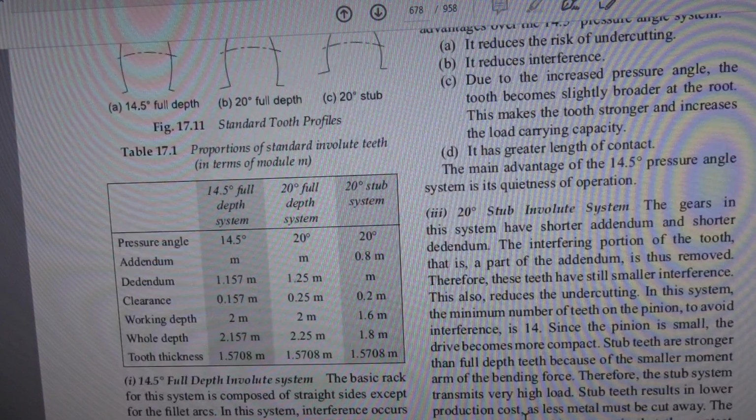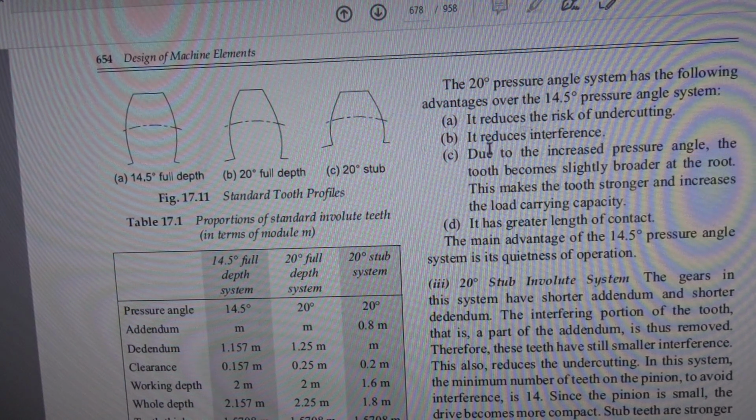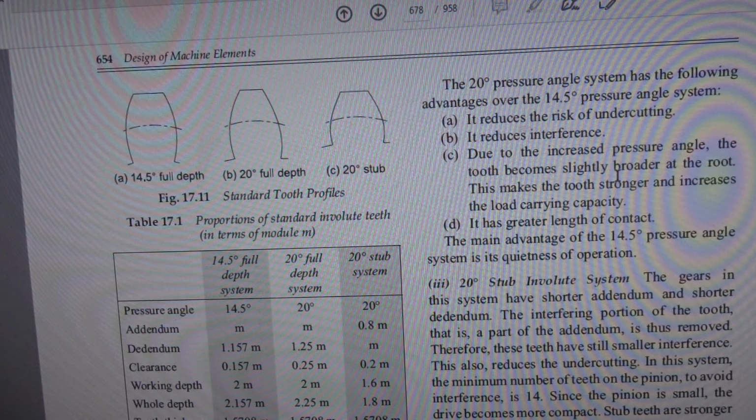So this 20 degree pressure angle system has the following advantages over the 14.5 degree pressure angle system. It reduces the risk of undercutting. It reduces interference. Due to the increased pressure angle, the tooth becomes slightly broader at the root.